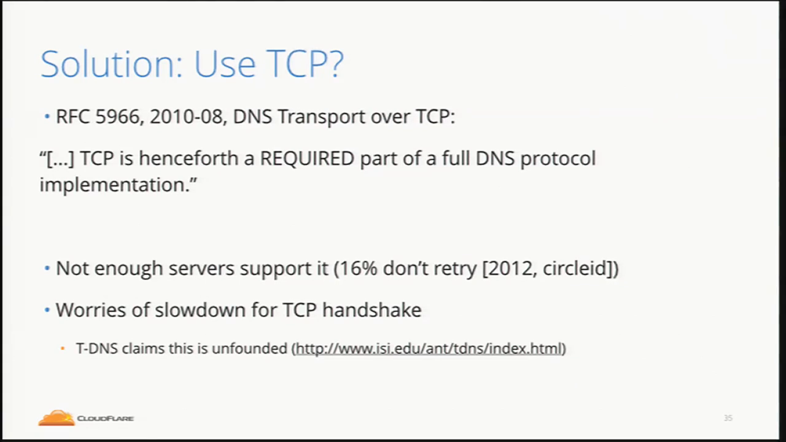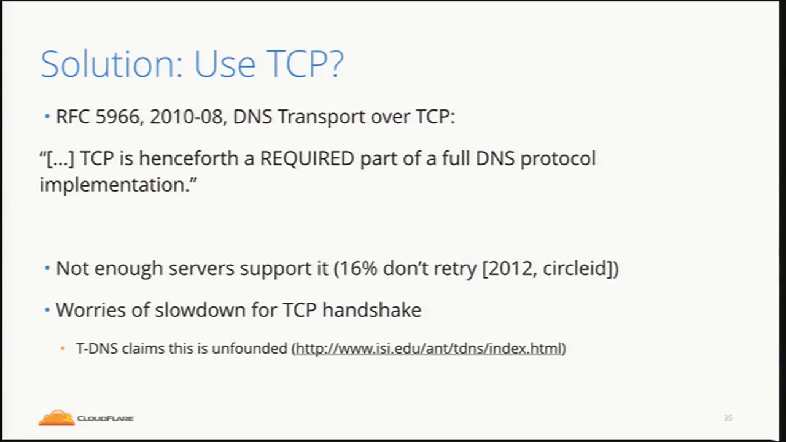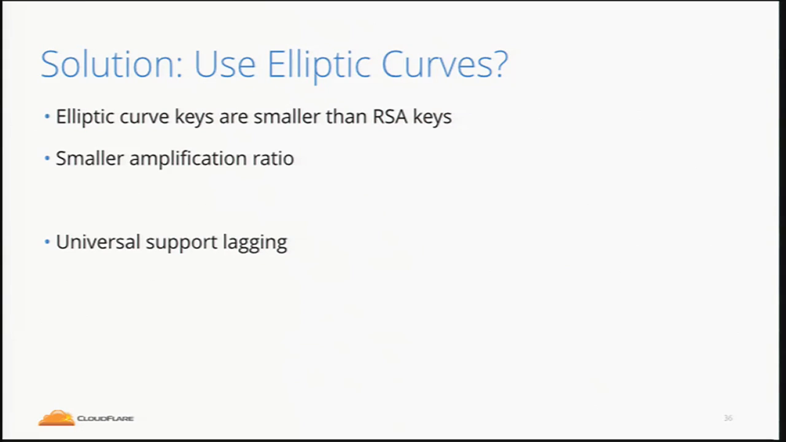And there are worries about how heavyweight TCP is. I mean, TCP is not very heavyweight, but it does require one back and forth, one handshake before you can start exchanging messages and state on both sides. But there's a research project called TDNS, which is kind of proving out the case that it's not too bad to do DNS over TCP. So that's not a full solution for this amplification problem.